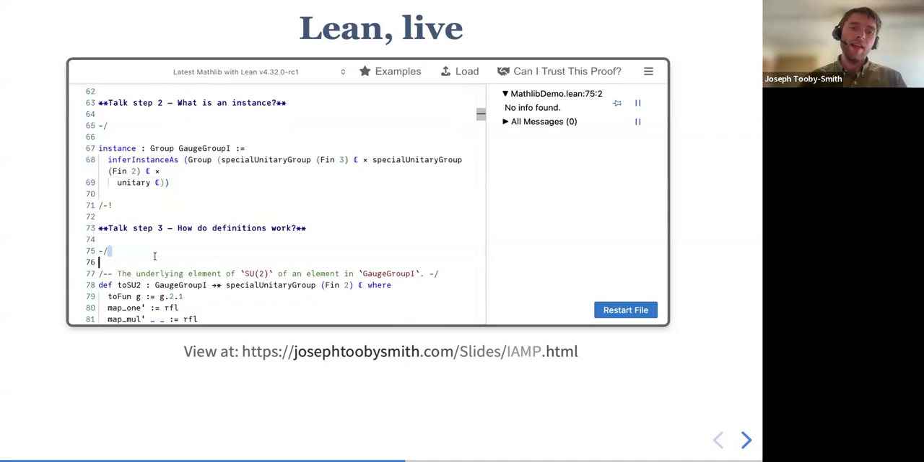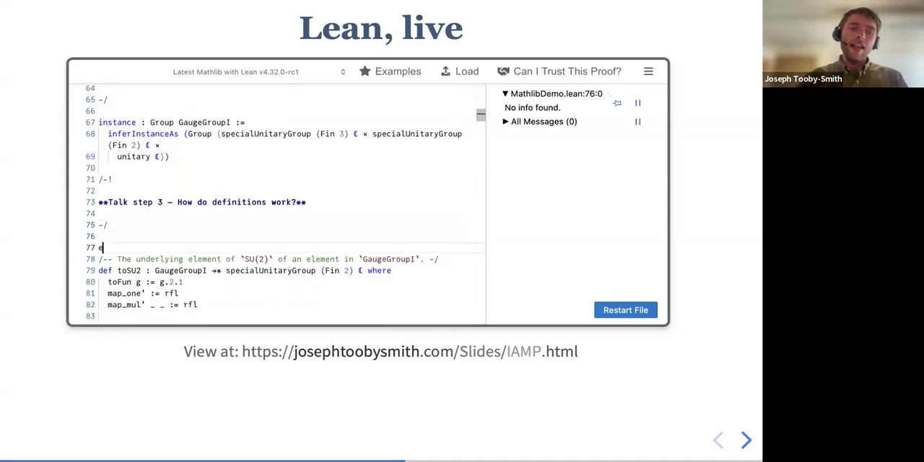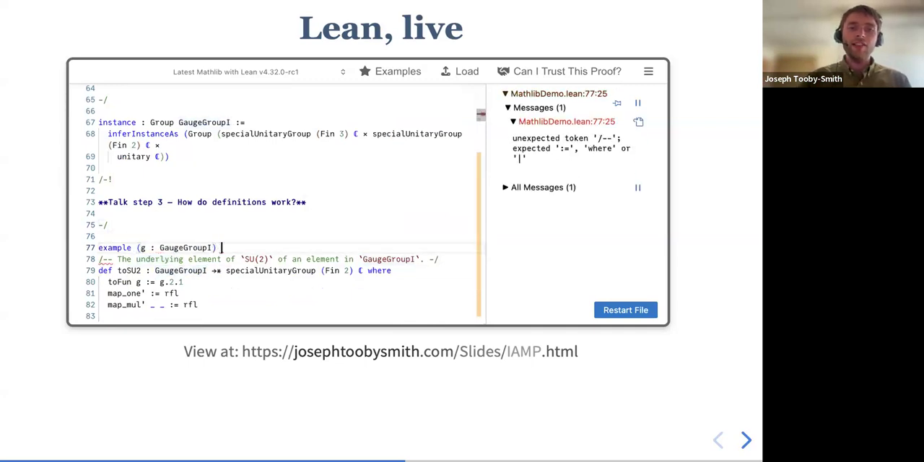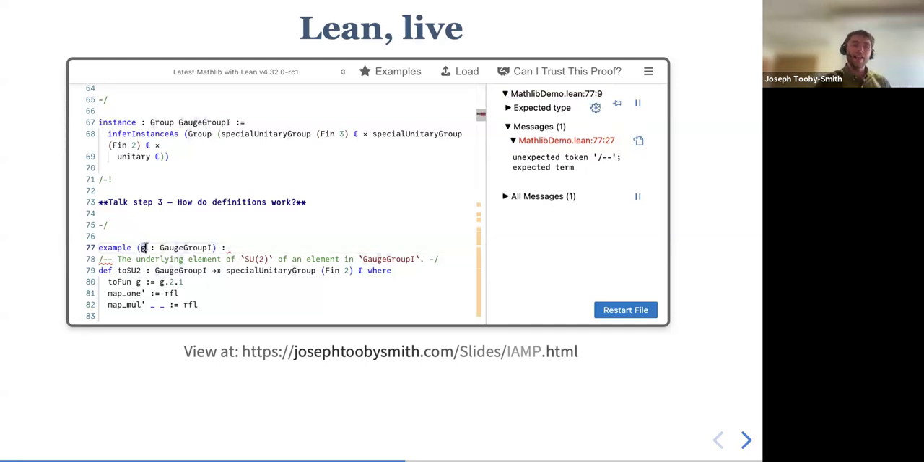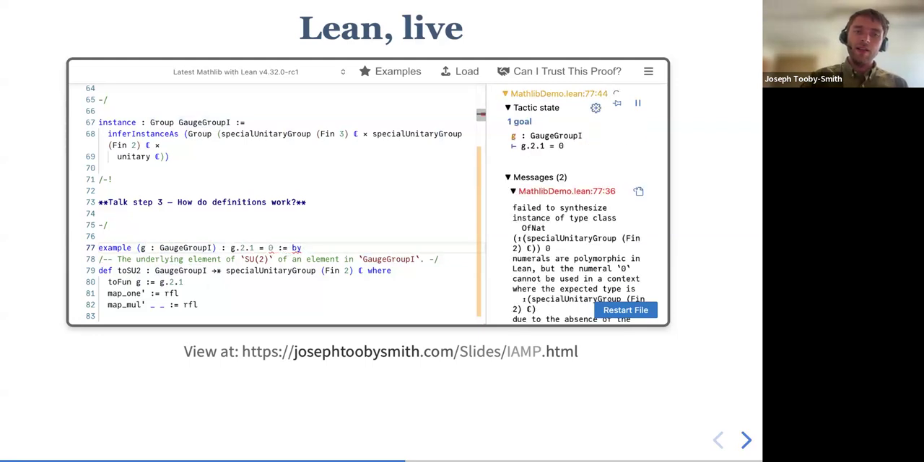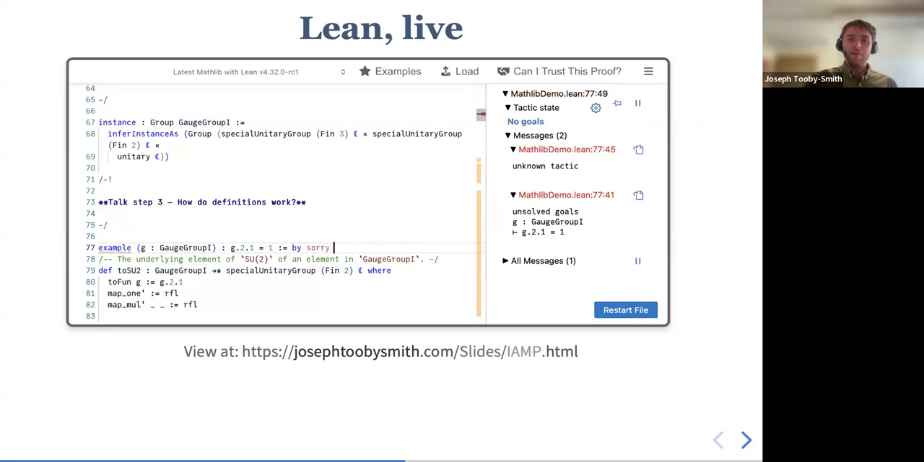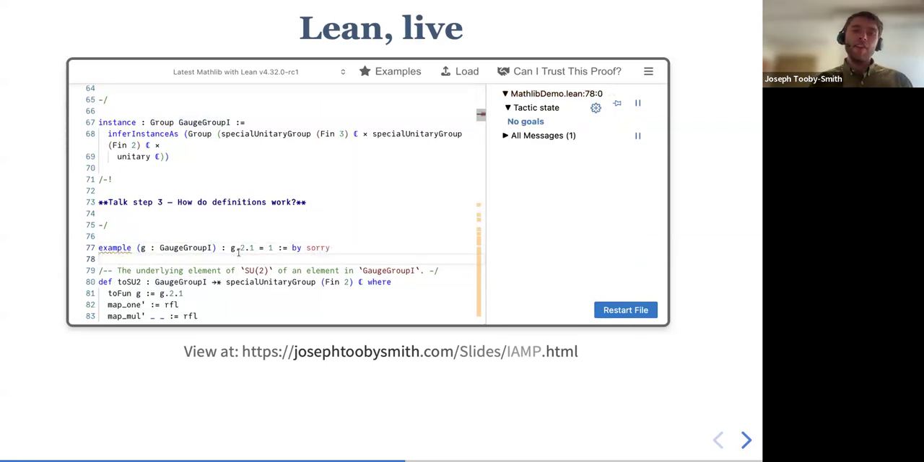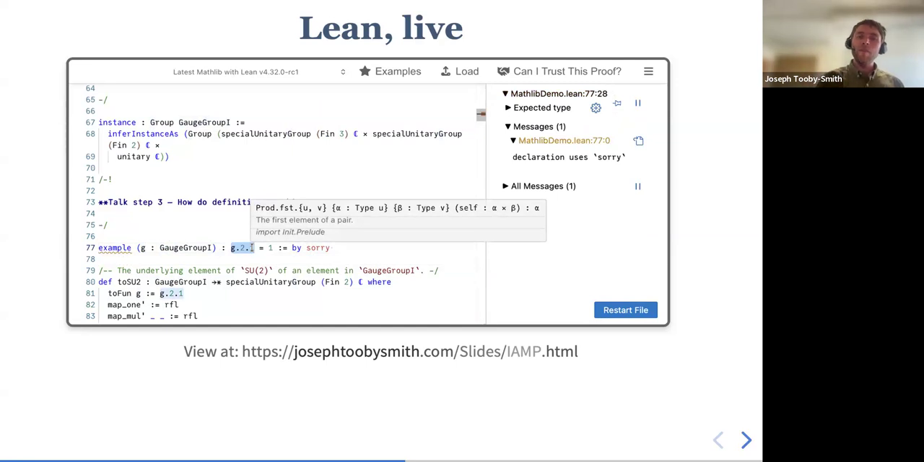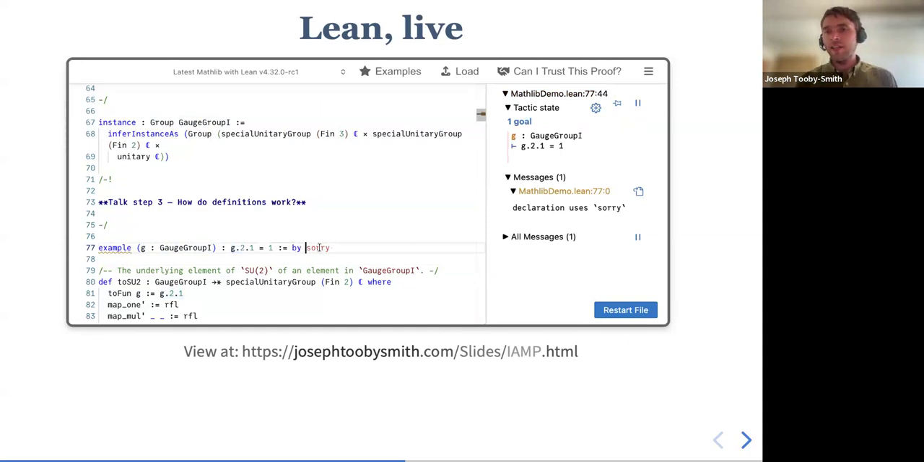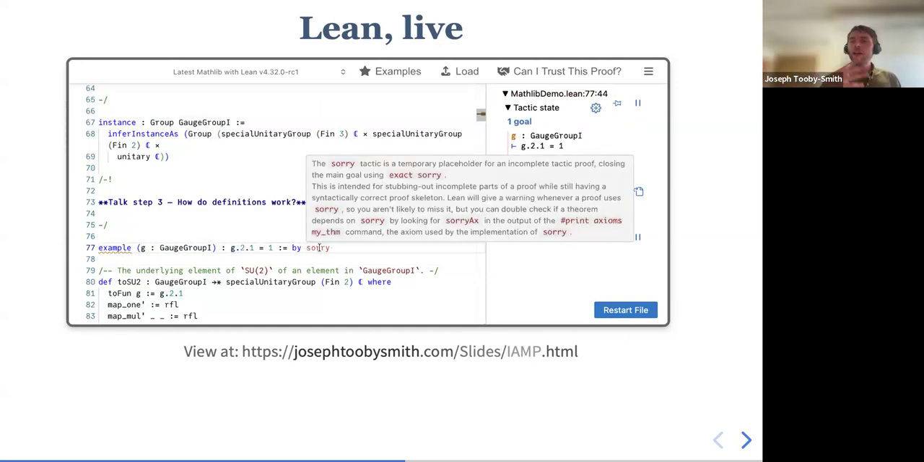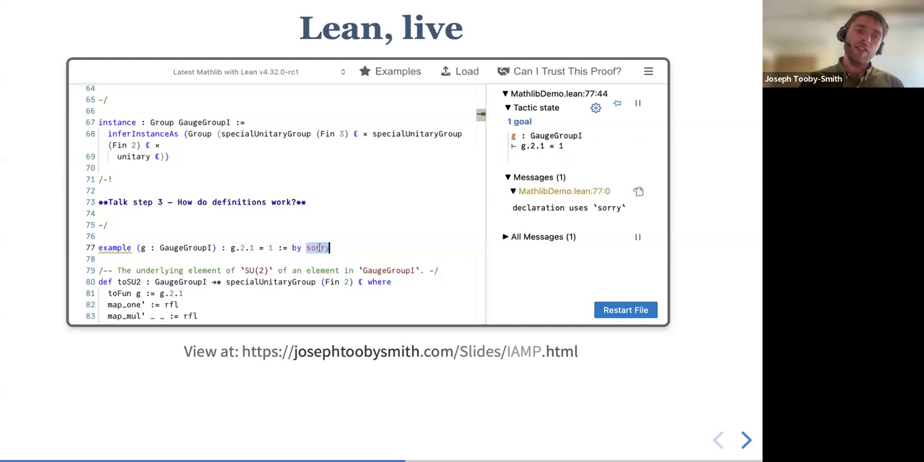So if I wanted to say let G be an element of the gauge group, I would write something like this. This is general type theory notation, and this says G is an element of this gauge group. And I could, for example, write down that theorem. This theorem says that the SU2 component of this gauge group element is equal to 1. I wouldn't be able to prove this theorem, which is why I've written sorry, because it's not true for every gauge group element. But you can start to construct equations and things like this using these sorts of structures.